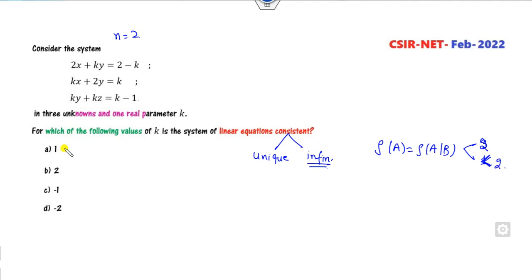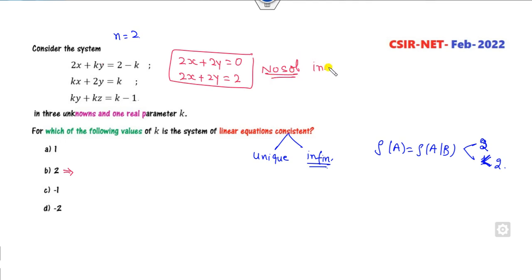Again, firstly I can take k equal to 2. If I substitute here, it's 2x plus 2y equal to 0, second is 2x plus 2y equal to 2. Is it possible? It is not possible. So that's no solution. No solution means inconsistent, so this option is cancelled out.